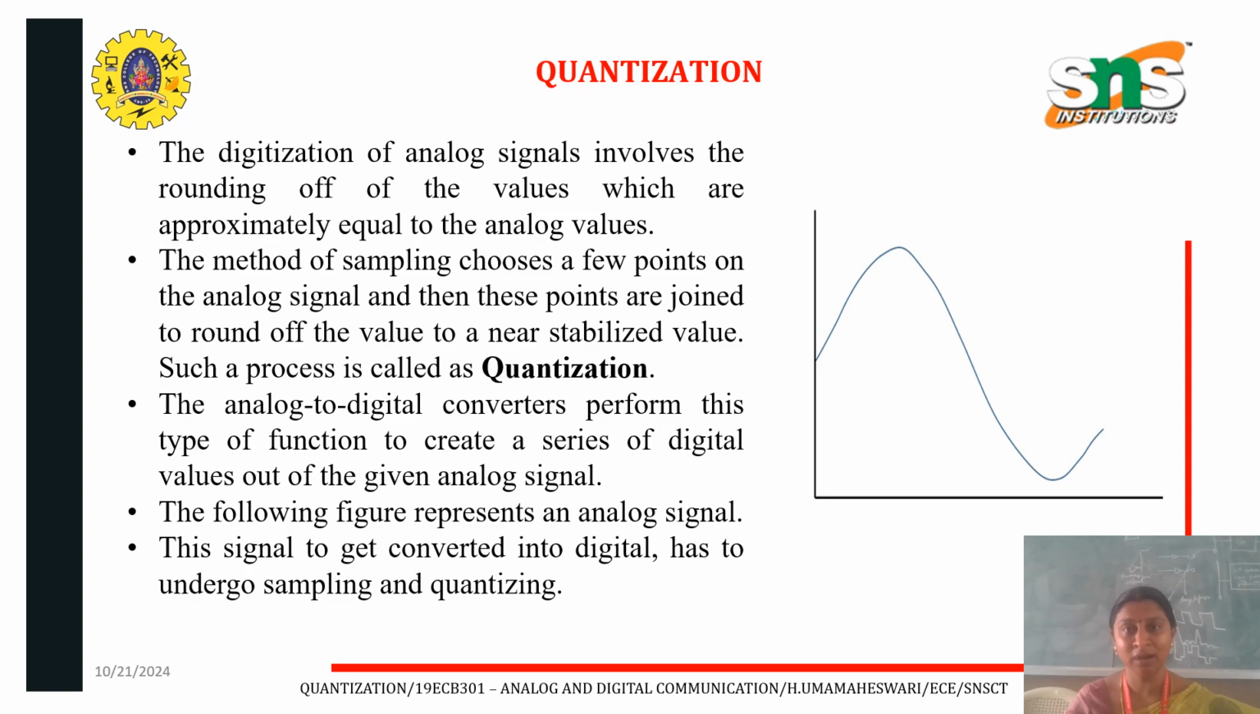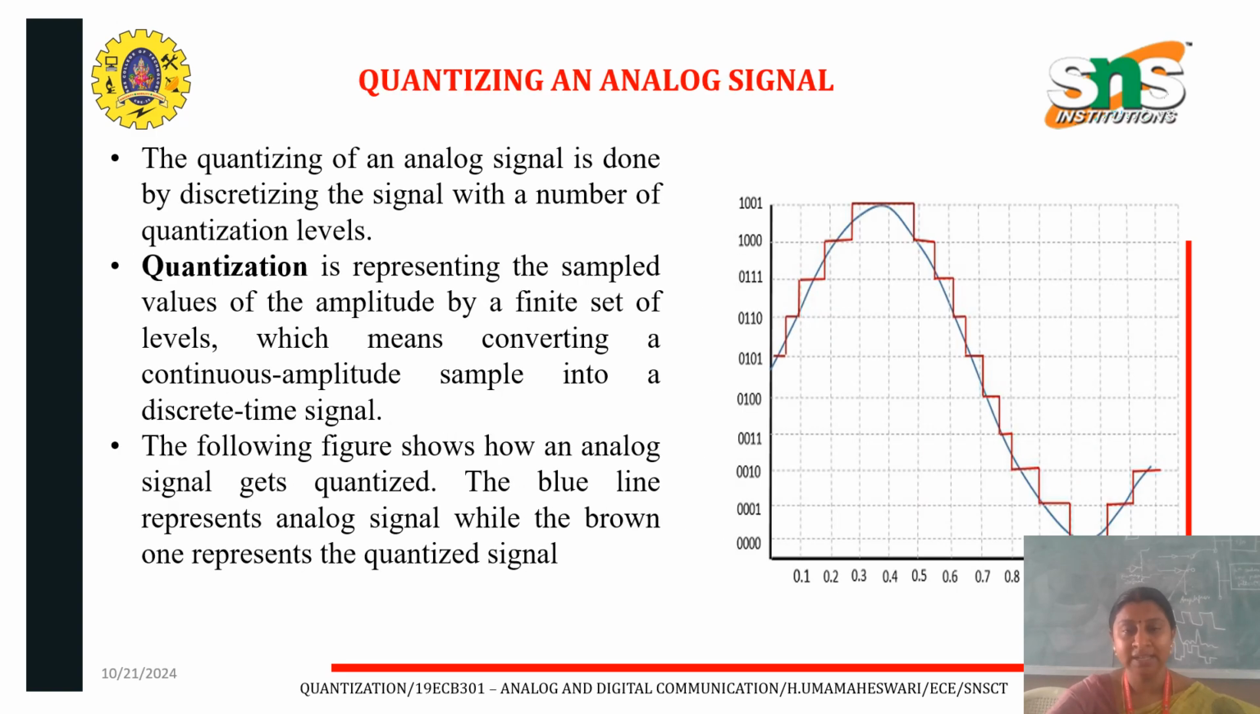It is nothing but the round off value. The analog to digital converters perform this type of function to create a series of digital values out of the given analog signal. The following figure here represents an analog signal. This signal, to get converted into a digital signal, has to undergo sampling and quantizing.